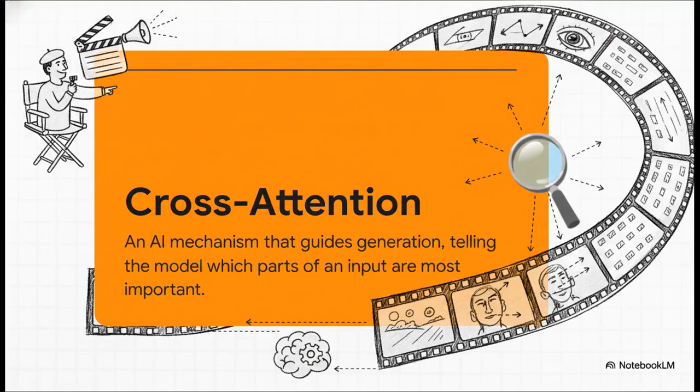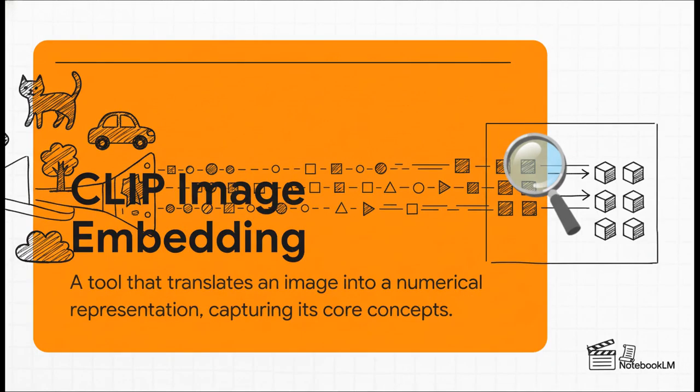Okay, first, we gotta understand a key component called cross-attention. The best way to think of it is like a film director. Its whole job is to look at that first image and constantly tell the AI, okay, pay attention to this part. Keep this detail looking the same. This is what's important here. It's the guidance system. All right, so if cross-attention is our director, what's the script that it's reading from?